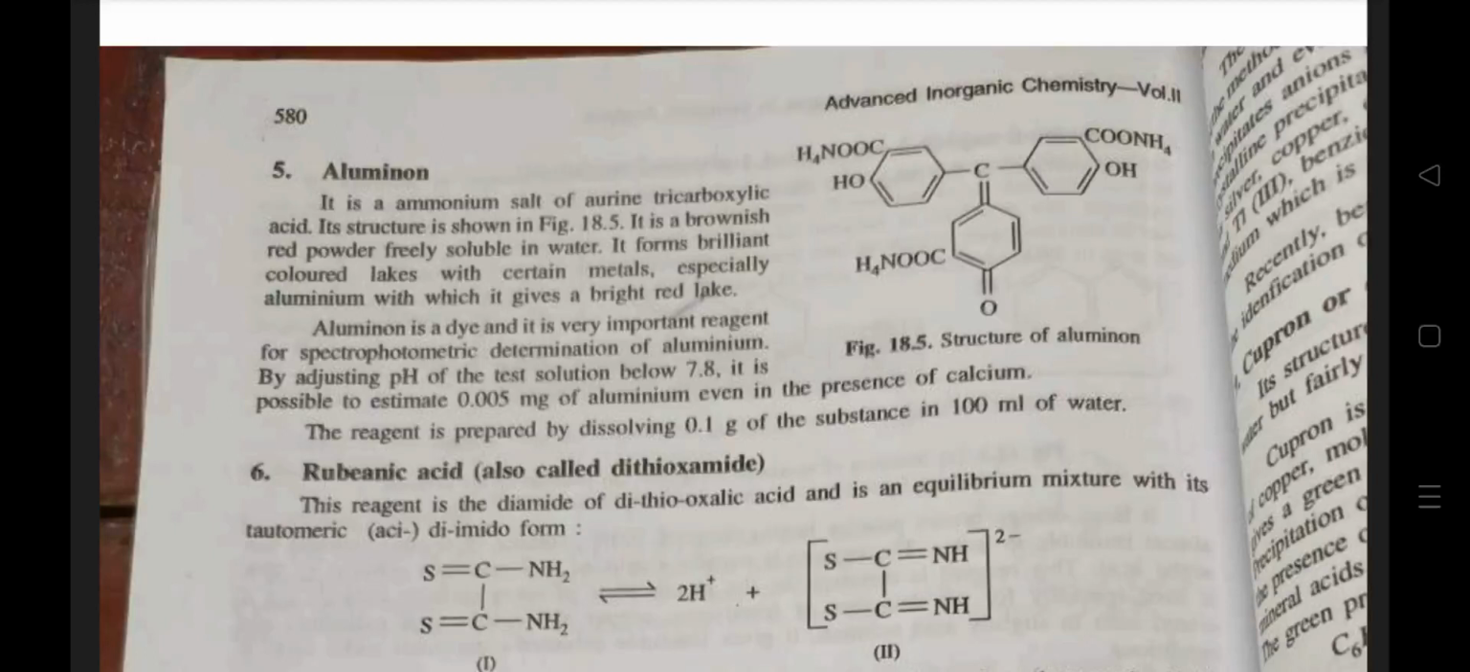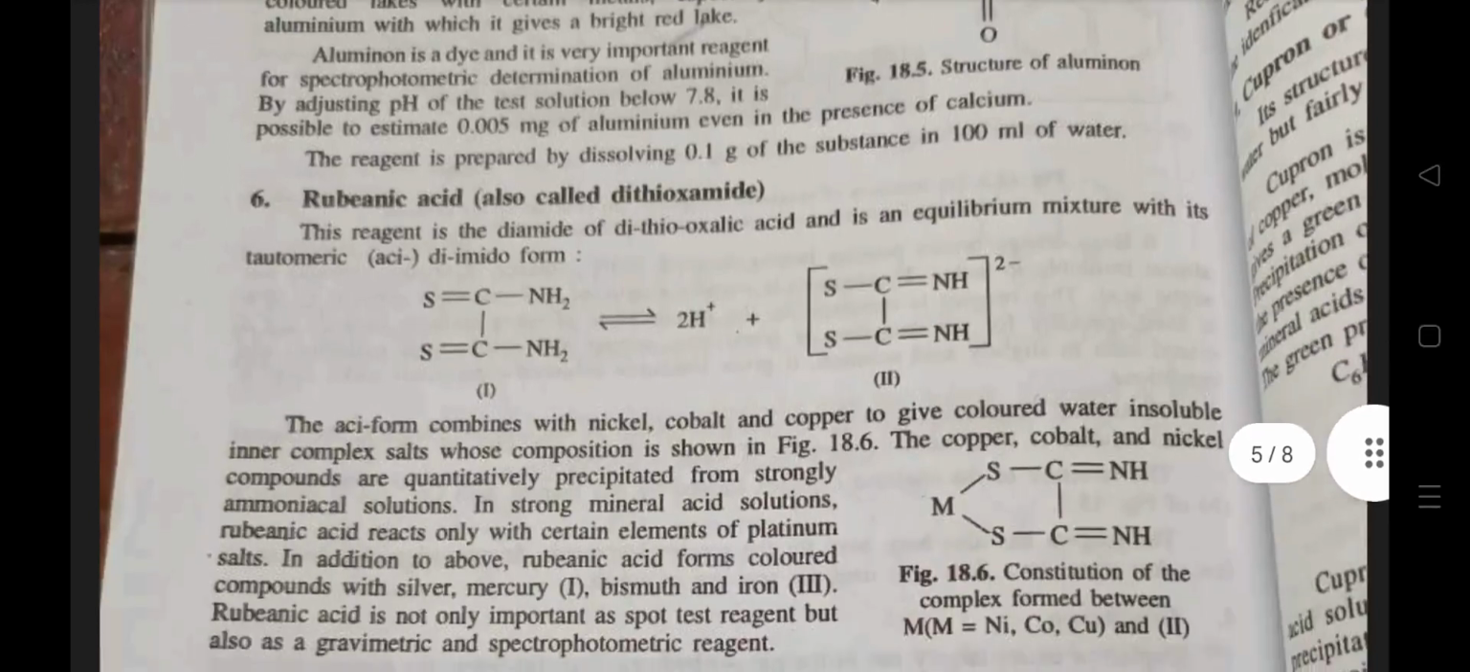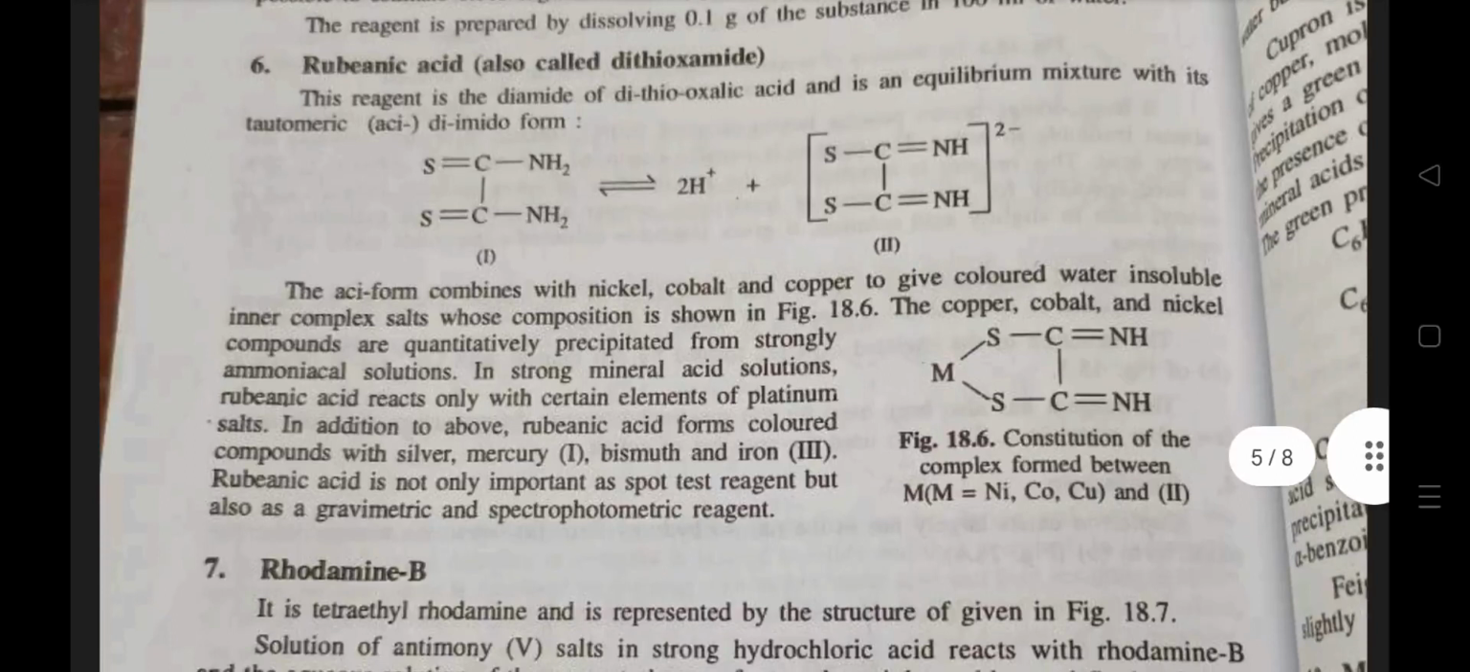Rubeanic acid, also called dithiooxamide. This reagent is the diamide of dithiooxalic acid and is an equilibrium mixture with its tautomeric diamido form. The thiol form combines with nickel, cobalt and copper to give colored, water-insoluble inner complex salts whose composition is shown in the given figure.